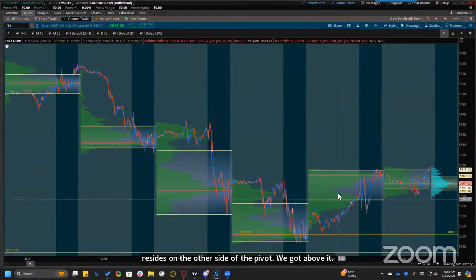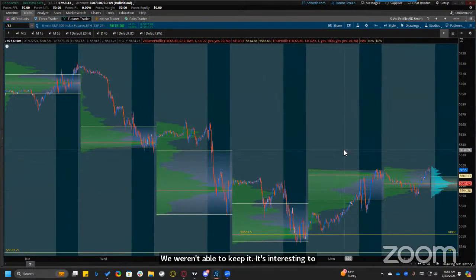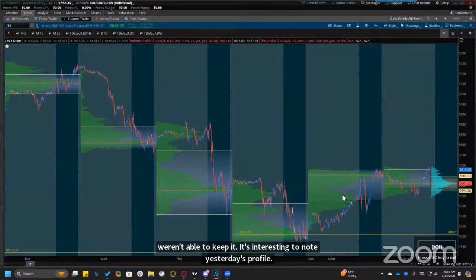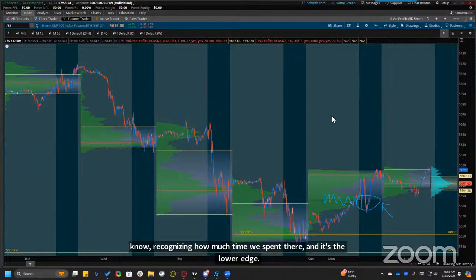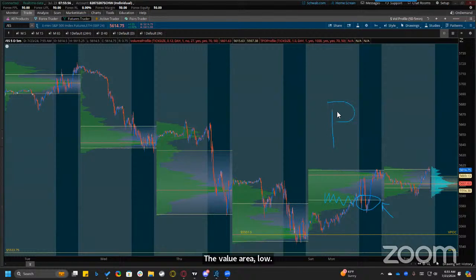It's interesting to note yesterday's profile, right? If you kind of take some of this off, just recognizing how much time we spent there, and it's the lower edge, it's the value area low. What you do end up with, though, is a capital P shape with the profile sitting right up at the very top.